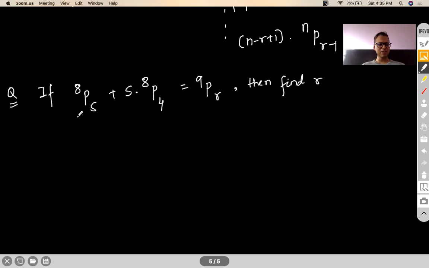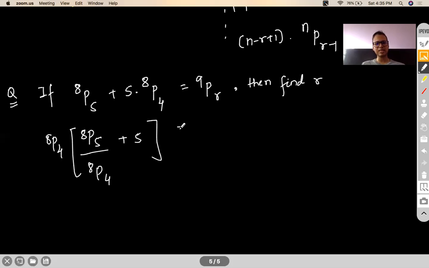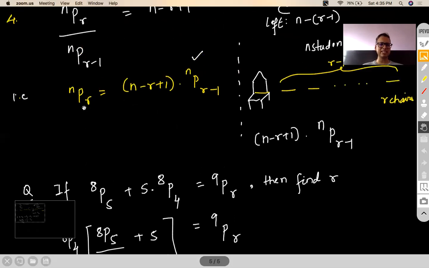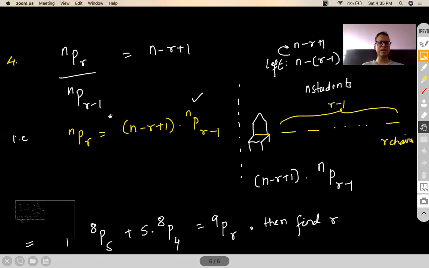Okay, if you are trying to solve this question by finding what 8P5 and 8P4 are, please don't do that, because that would not be a very smart way to solve the question. Instead, what we can do is take 8P4 common. If we take 8P4 common, you'll get 8P5 by 8P4 plus 5, and that is equal to 9Pr. Now just now we did a property, I think here itself: nPr by nPr minus 1 is n minus r plus 1.